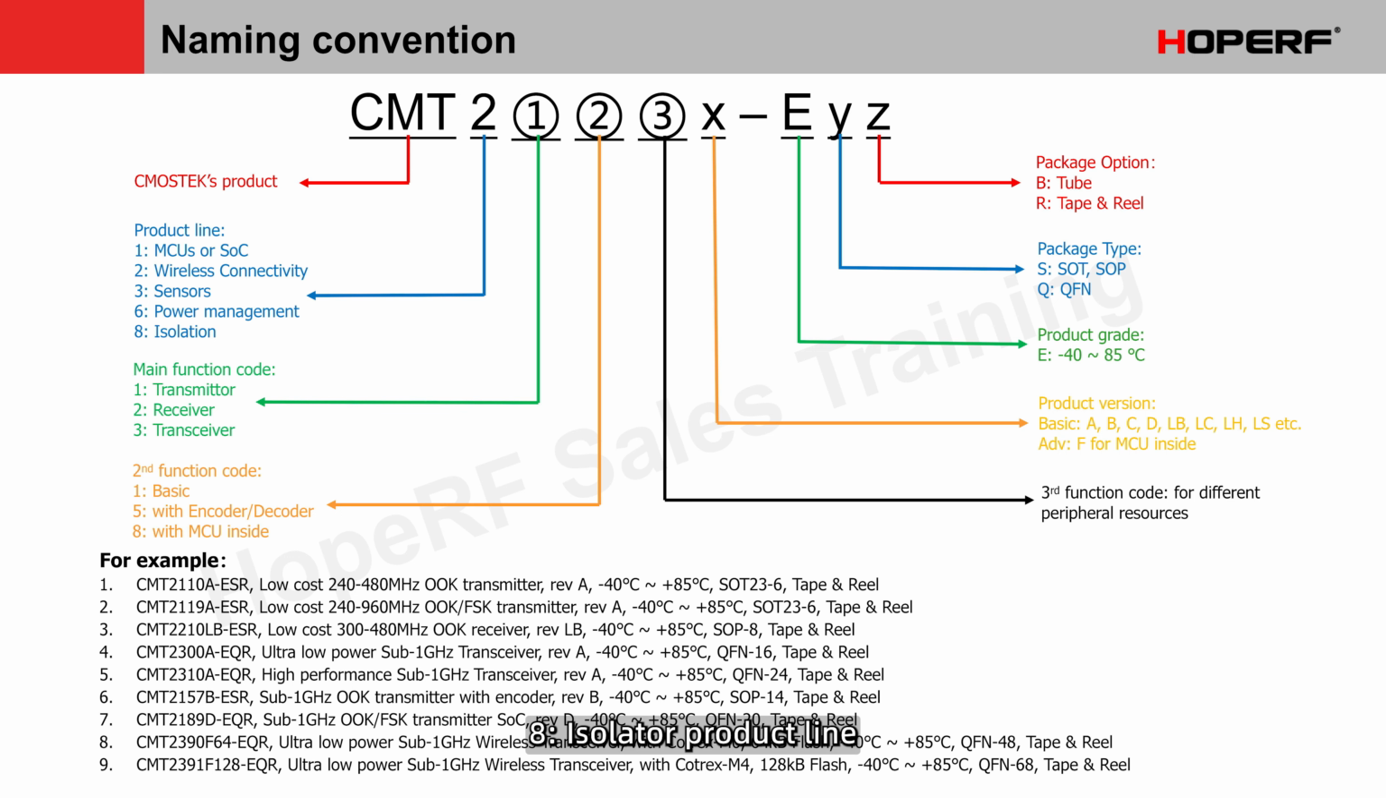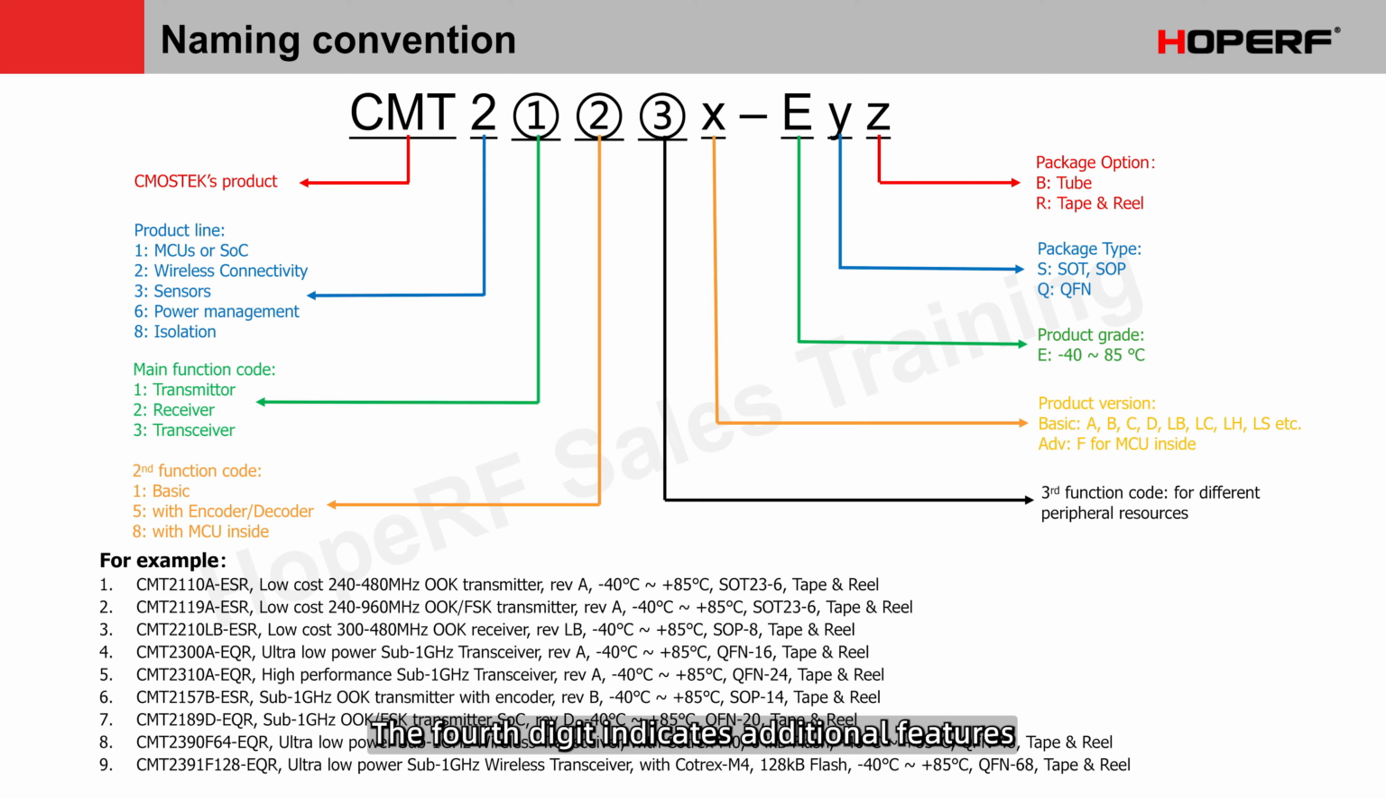8 is the isolator product line. The second digit indicates the main function, taking the wireless connectivity line as an example. 1 is transmitter only. 2 is receiver only. 3 is transceiver, TX and RX. The third digit indicates the secondary function, again using the wireless line as an example. 1 is basic function. 5 supports encoder decoder. 8 is embedded MCU.